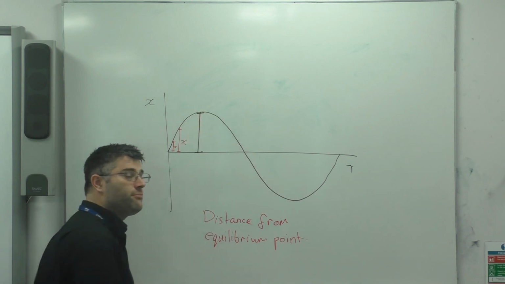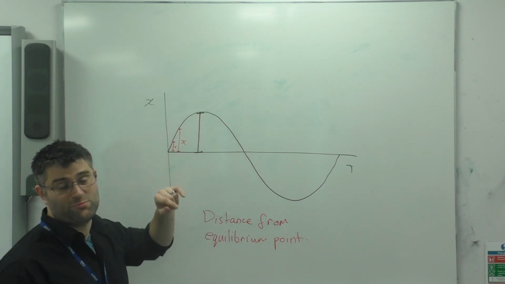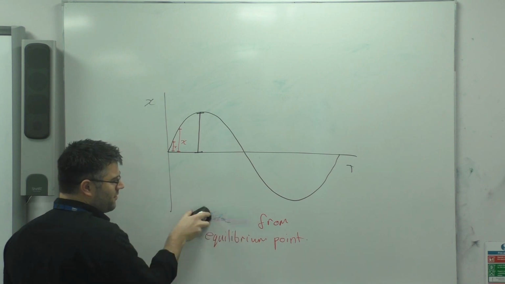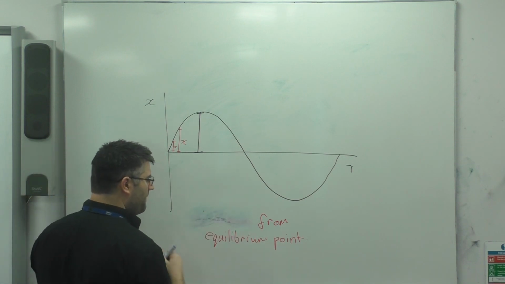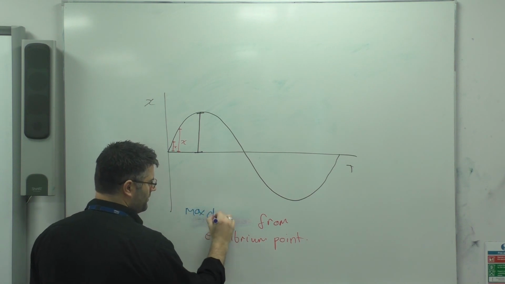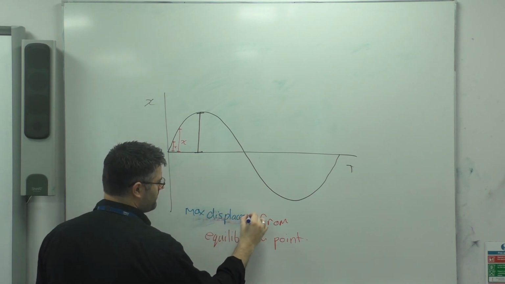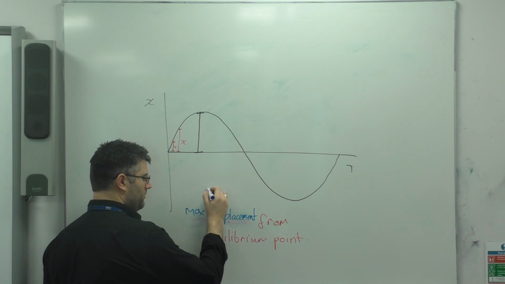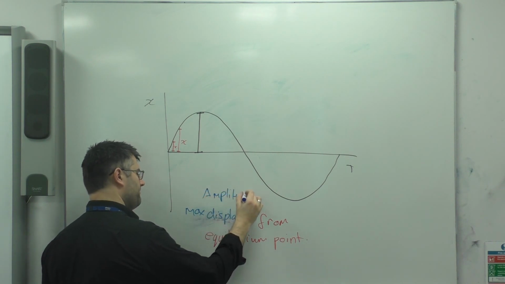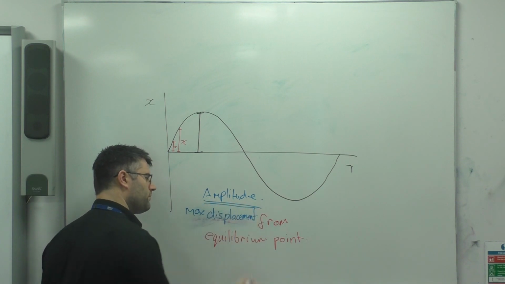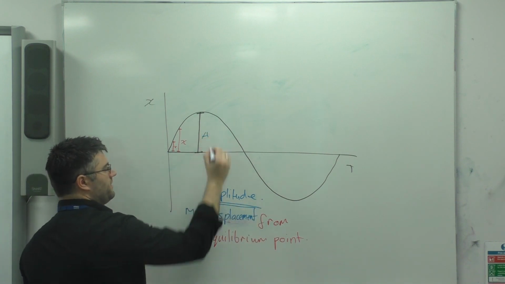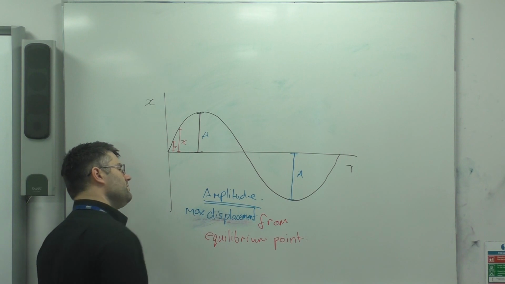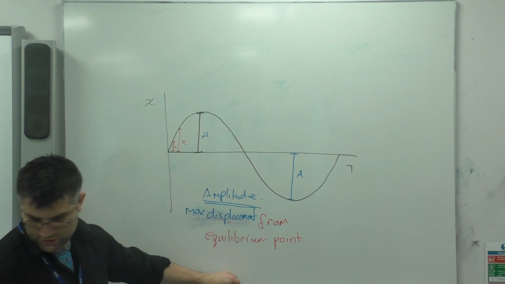It is the equilibrium point to the max displacement, or we can more simply just term this the max displacement from the equilibrium point. So that's the definition of the amplitude. And that is that point there. Obviously, there's two places where you can measure the amplitude. One is where I've already suggested, the other is there. So you can measure the amplitude at those two different positions, just there.